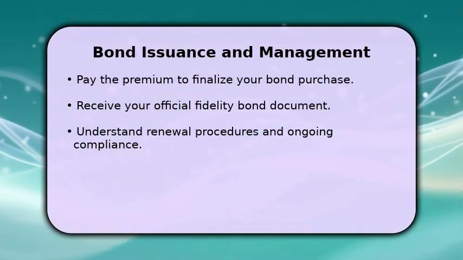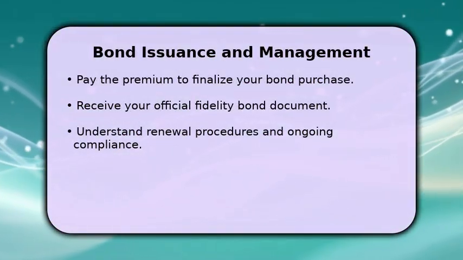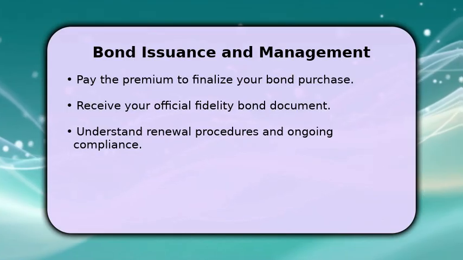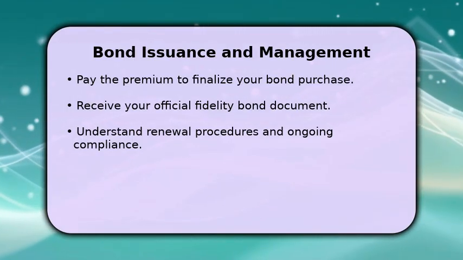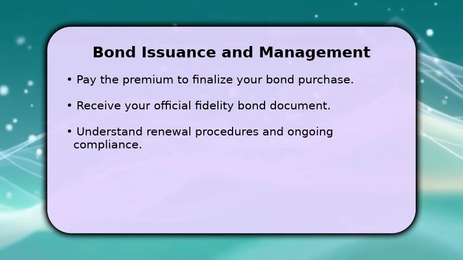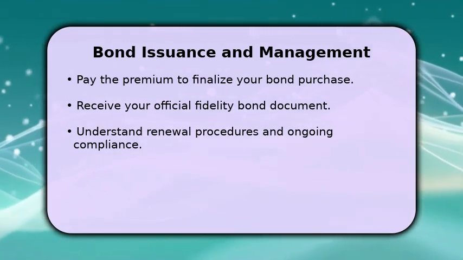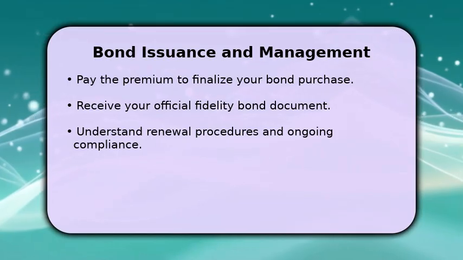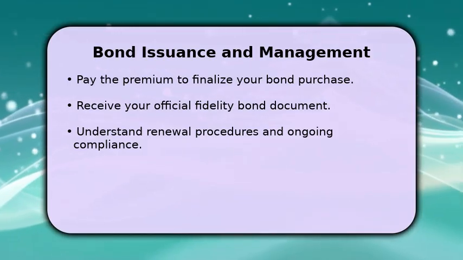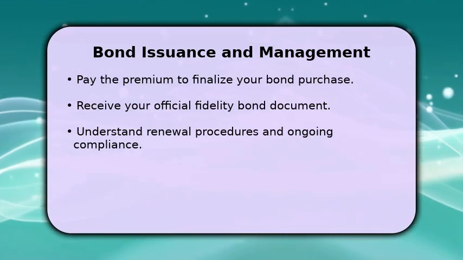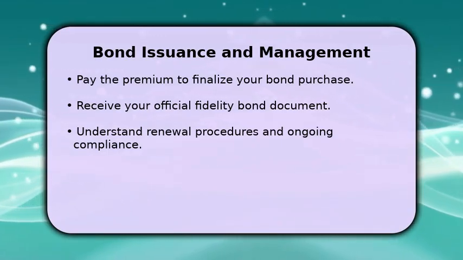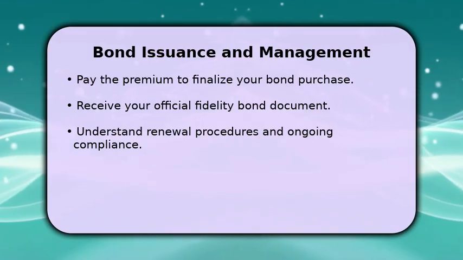Upon accepting the offer, you'll pay the premium, which is typically a small percentage of the total bond amount, often between 1% and 5%. Your official Fidelity bond will then be issued and sent to you electronically or by mail. Remember to keep track of its expiration date and understand the renewal process to maintain continuous coverage, ensuring your business remains compliant.